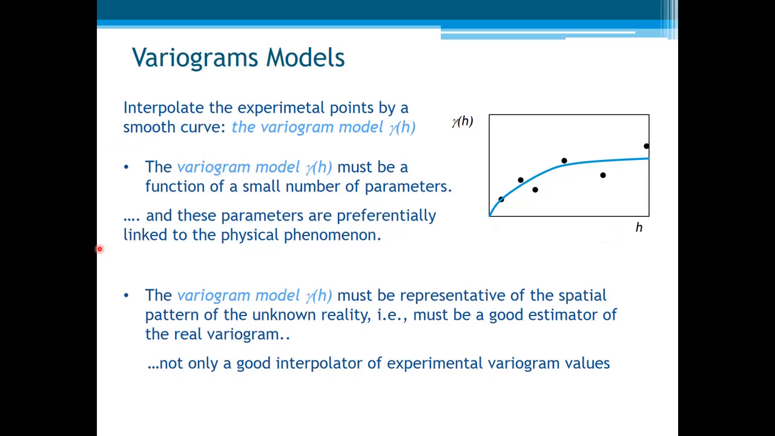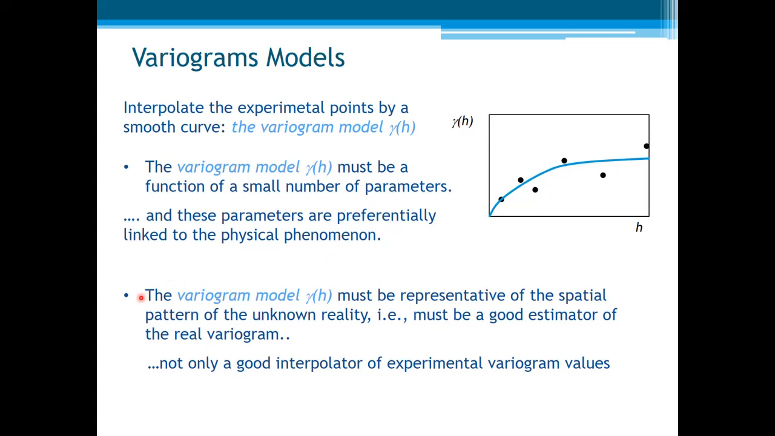Now, here are some boundaries in this regression exercise, practical rules of thumb. The first one is the variogram model must be a function of a small number of parameters. The law of parsimony, also known as Occam's razor, is a principle that states that in a problem, you should choose the solution with the fewest assumptions and parameters, because it's easier to understand and tends to be the correct one. And these parameters must be preferentially linked to the physical phenomena.